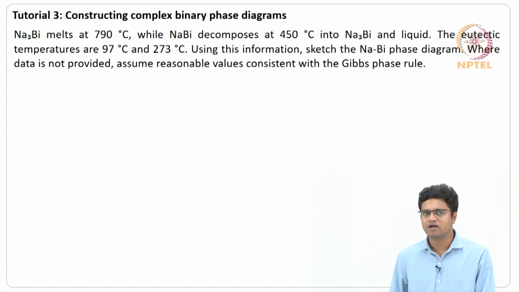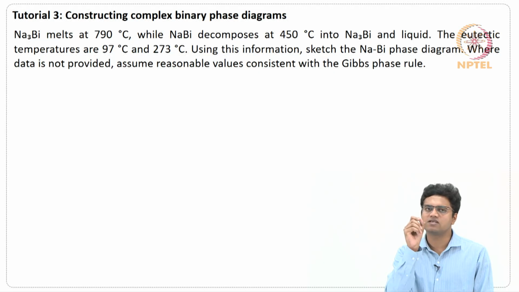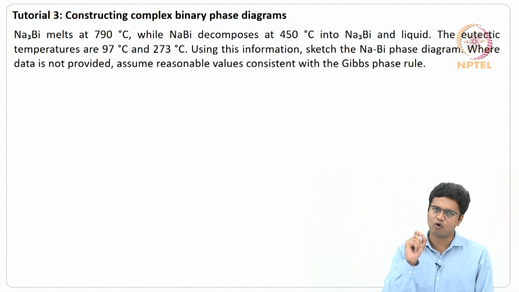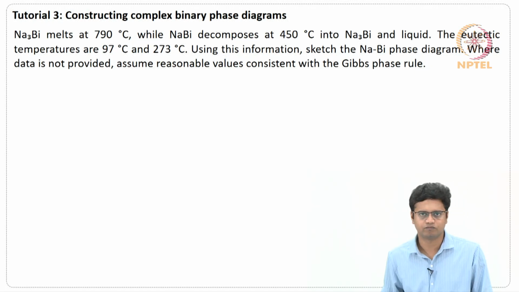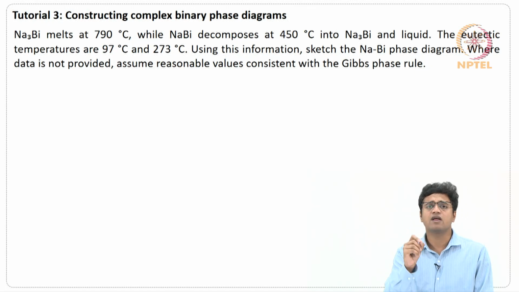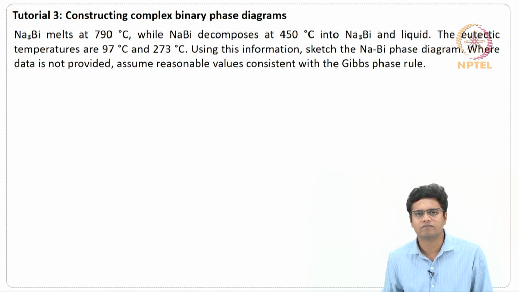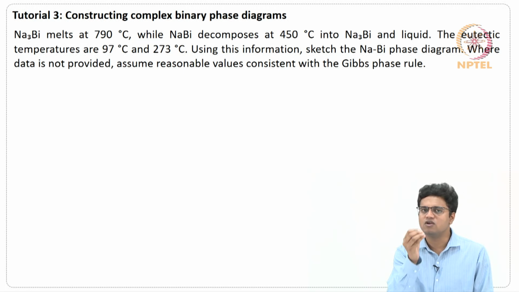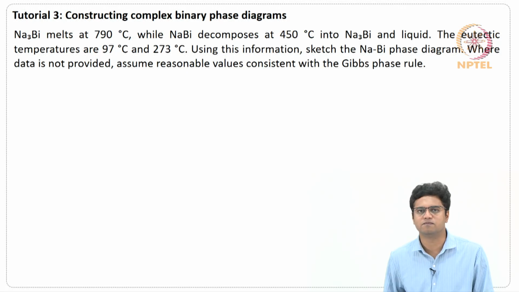What do you mean by that? It means that at a eutectic point, I should make the phase diagram in such a way that I always get F equal to 0. Or at a point where a compound melts congruently, F is equal to 0. Or at a point where the compound dissociates into two solids, F has to be 0. Understand? So if the information is missing, you have to take certain decisions, and those decisions should not violate the Gibbs phase rule.